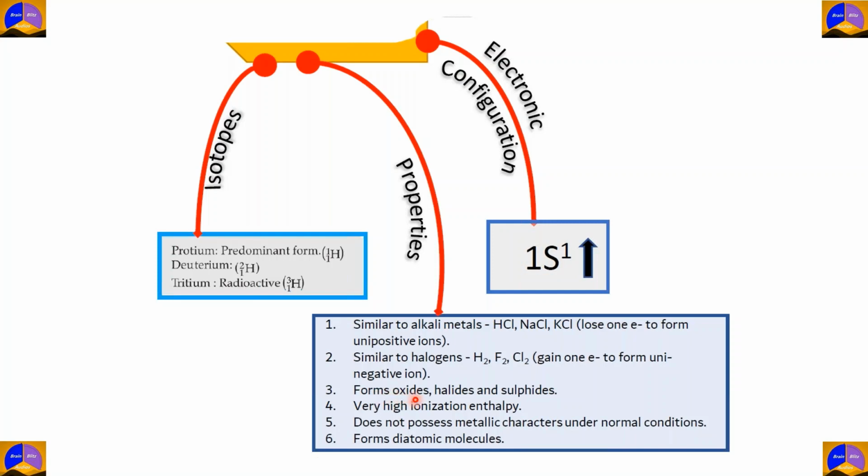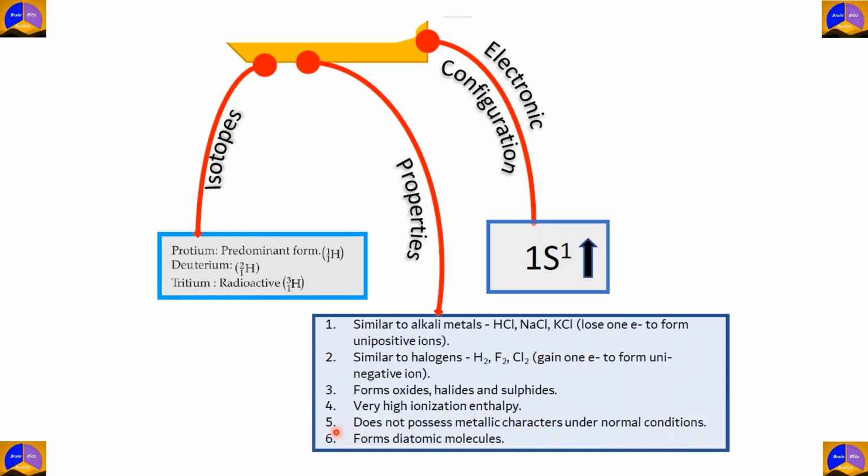Hydrogen forms oxides such as H2O. It forms halides such as HCl, and it forms sulfides. The fourth point here is that hydrogen has a very high ionization enthalpy. This is a very characteristic property of hydrogen, and it leads to hydrogen being used as a fuel. It can be used as a fuel, and many scientists have been working on that concept.